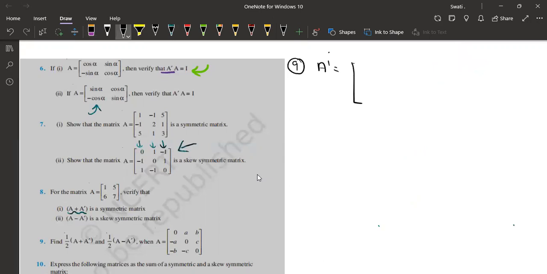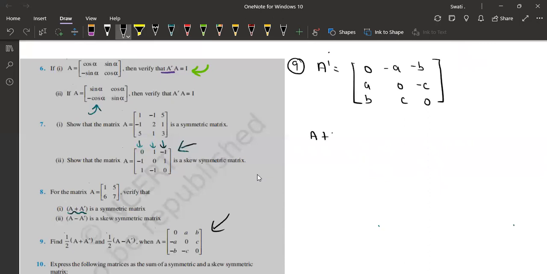So what is the value of A transpose? It is simply going to be 0, negative A. I'm just writing it from here only, okay? The first column, first row. So 0, negative A, negative B, A, 0, negative C, B, C, 0. This is our A transpose.